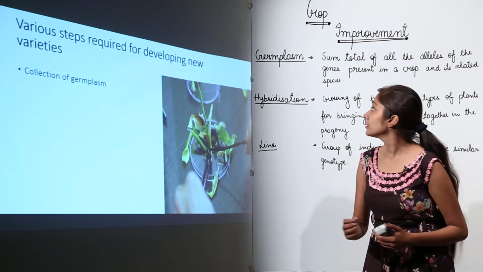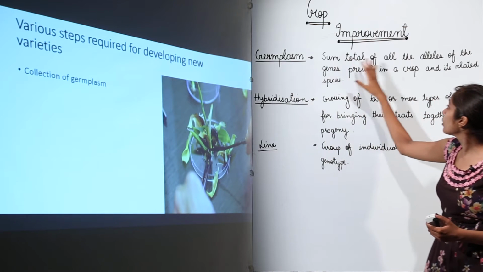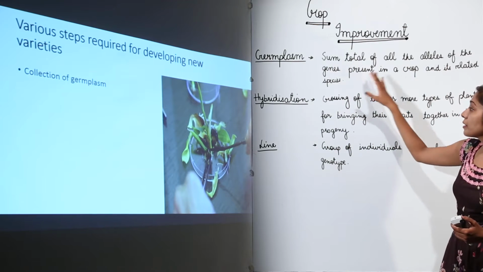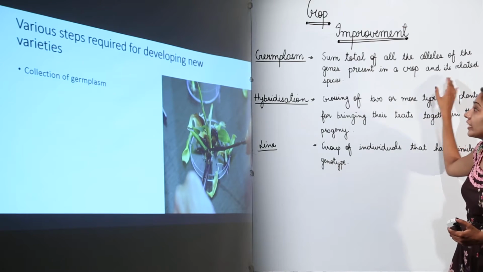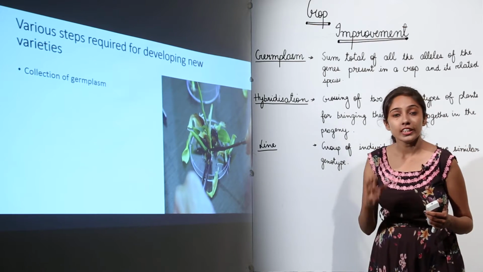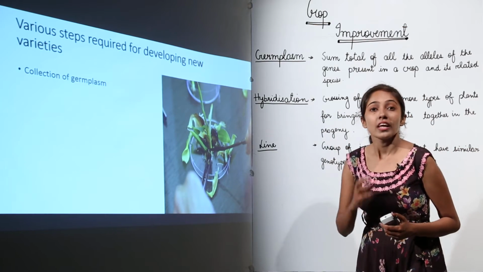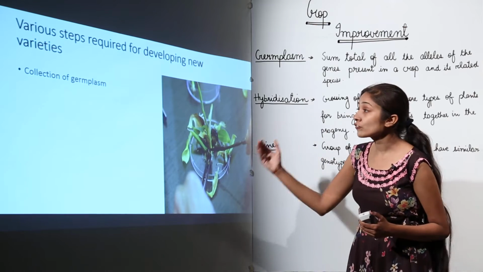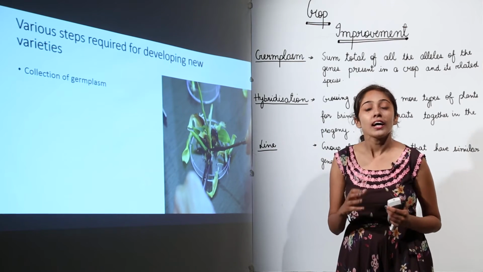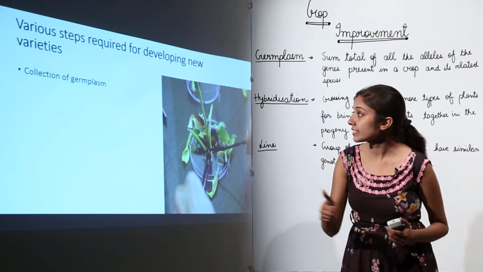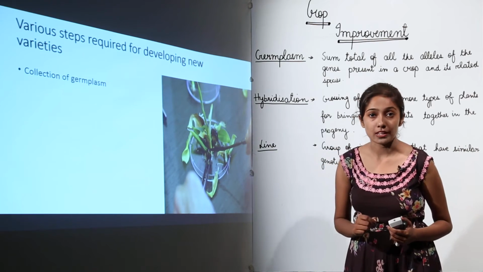What is germplasm? Germplasm is the sum total of all the alleles of the genes present in a crop and its related species. So we need to collect the germplasm in order to have a successful breeding program. So plant breeding's first step involves the collection of germplasm.